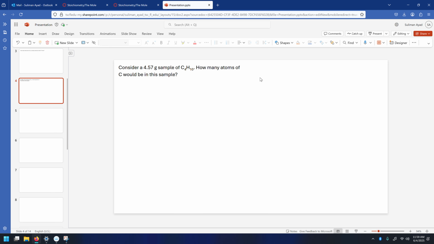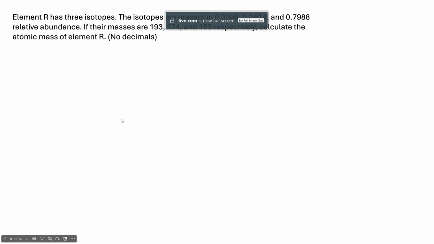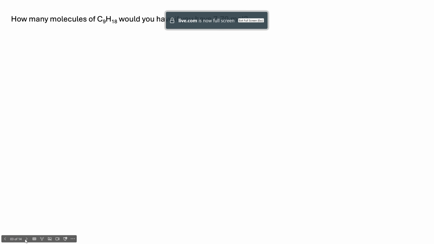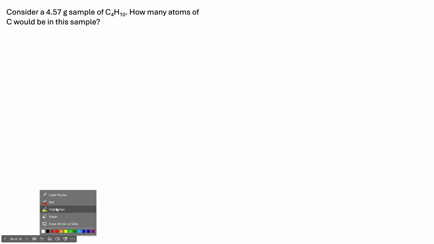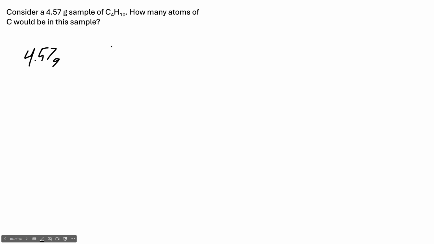And the last one I'm going to do for this video: consider a 4.57 gram sample of this. How many atoms of carbon are in it? This one kind of takes everything into consideration that we've been learning this chapter. We have 4.57 grams of C4H10. How many atoms of carbon would be in this sample?